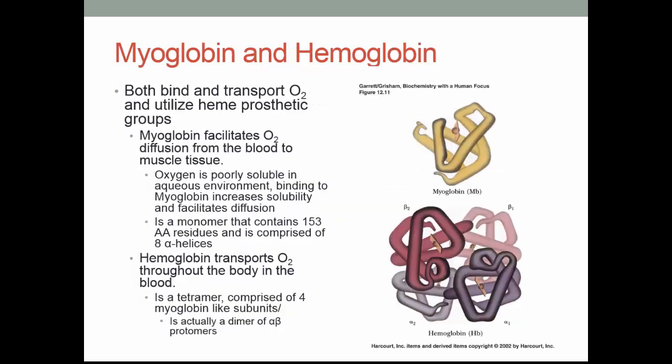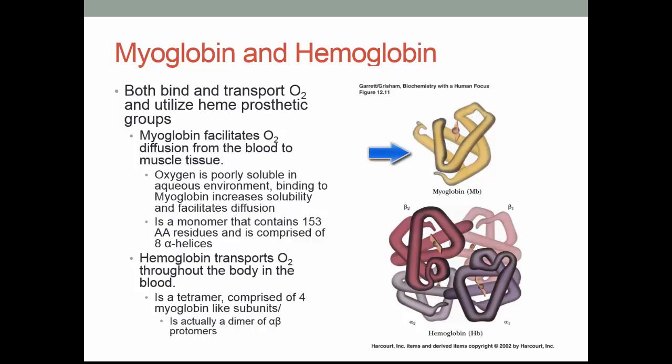Hemoglobin and myoglobin both bind and transport oxygen through the body. Hemoglobin transports oxygen through the blood, while myoglobin facilitates the diffusion of oxygen from the blood into muscle cells. Both proteins utilize a heme prosthetic group in order to help transfer oxygen.